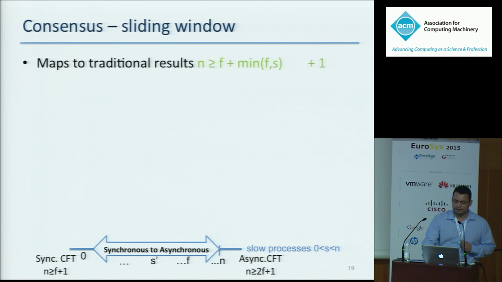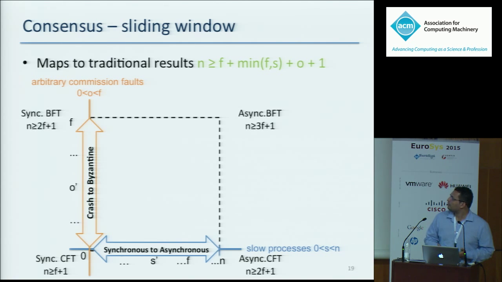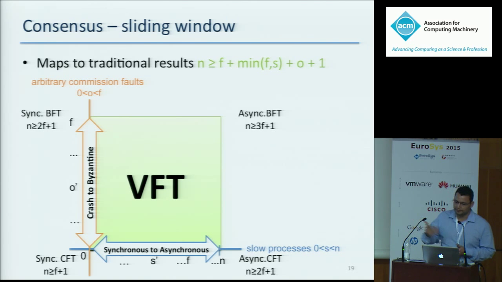Now let's bring the arbitrary faults back into play. Similarly, for o equal to 0, no process can commit arbitrary faults. And when o equal to f, all arbitrary faults could be correlated, or could look like they are colluding. Then again, looking at the bound, it reduces down to the classic results: the synchronous BFT and also asynchronous BFT. However, VFT allows more configurations that enable you to fine-tune the system according to the different environment guarantees. So it's not only the extremes.